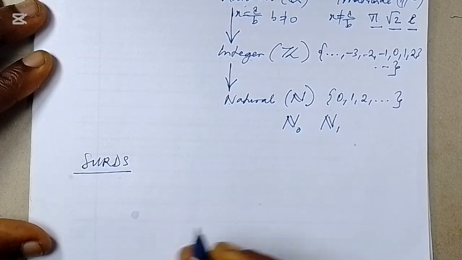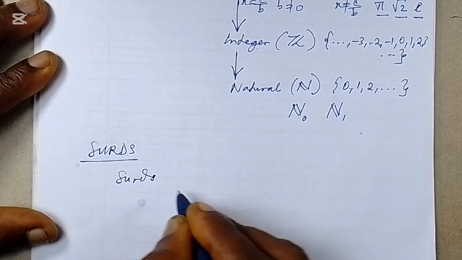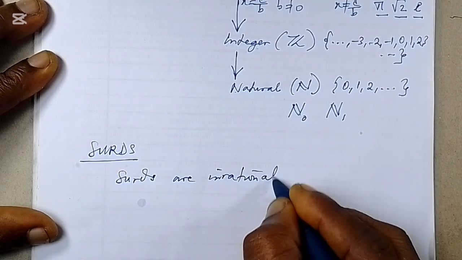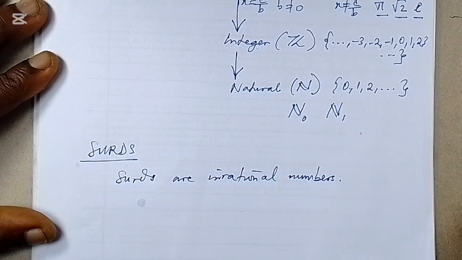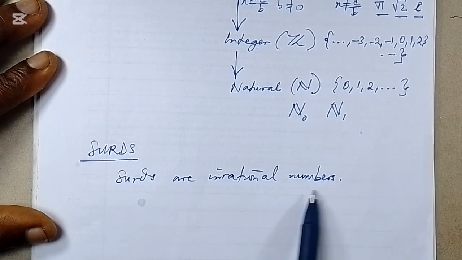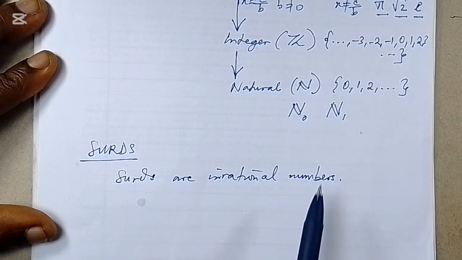Now my definition starts this way. Surds are irrational numbers. Now, to start with, please take note, everybody, surds are irrational numbers. But the question is, are surds the only type of irrational numbers? Or what type of irrational numbers are surds? So the definition does not stop here. If you stop the definition here that surds are irrational numbers, you will be wrong. The question is, what type of irrational numbers are they?